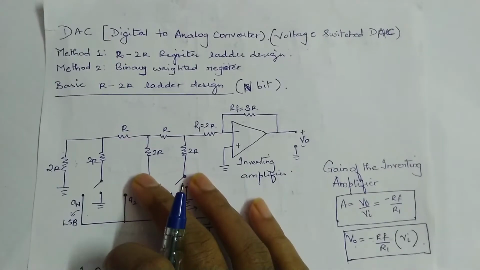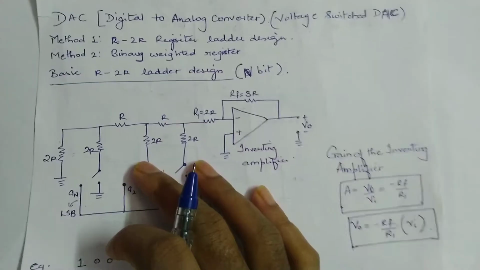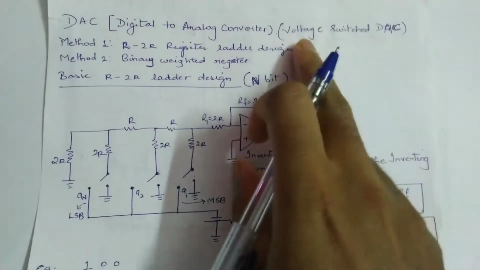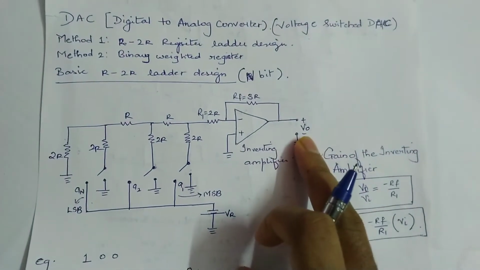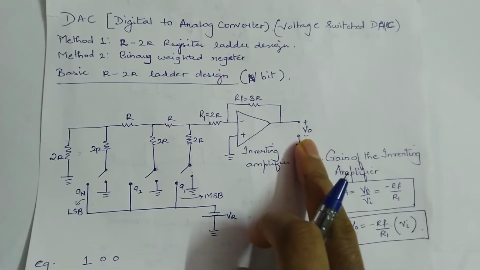Welcome to Tech Blooms. In this video I'll be doing DAC, that is digital to analog converter, voltage switch DAC. I'm saying voltage switch DAC because the output we are going to find is in terms of the input voltage. Okay, V0 will be in terms of input voltage.